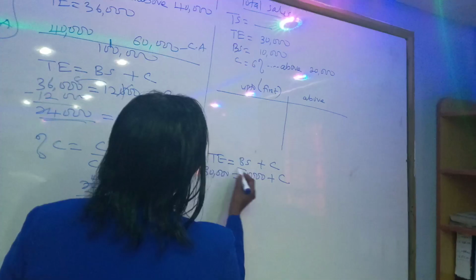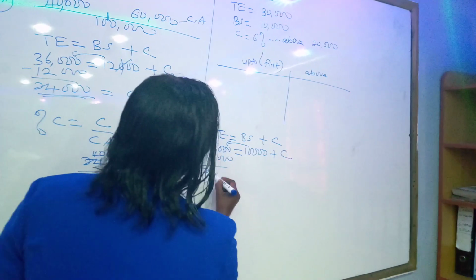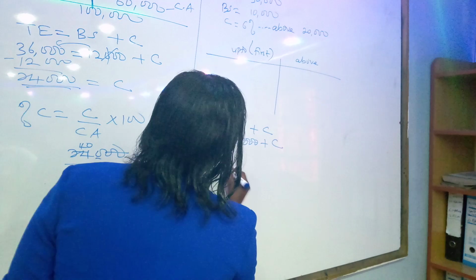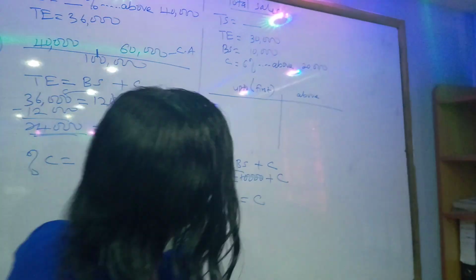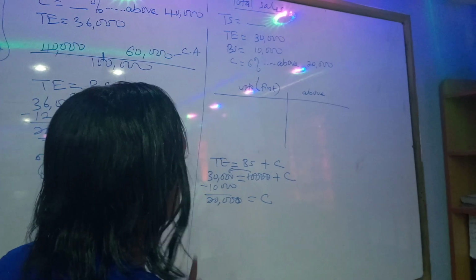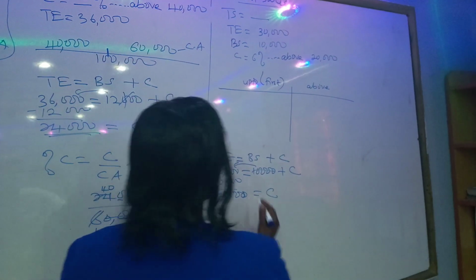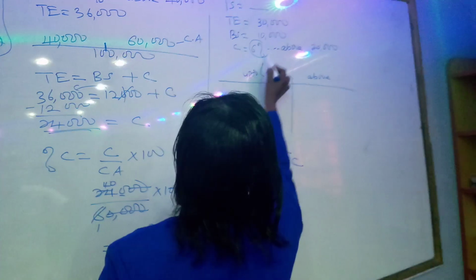Our equation now tells me to take this one to the other side and minus. We now have 20,000, which becomes our commission. Wow! So we are able to tell 20,000 is our commission. So we know the commission in shillings form. We also know the commission in percentage form.